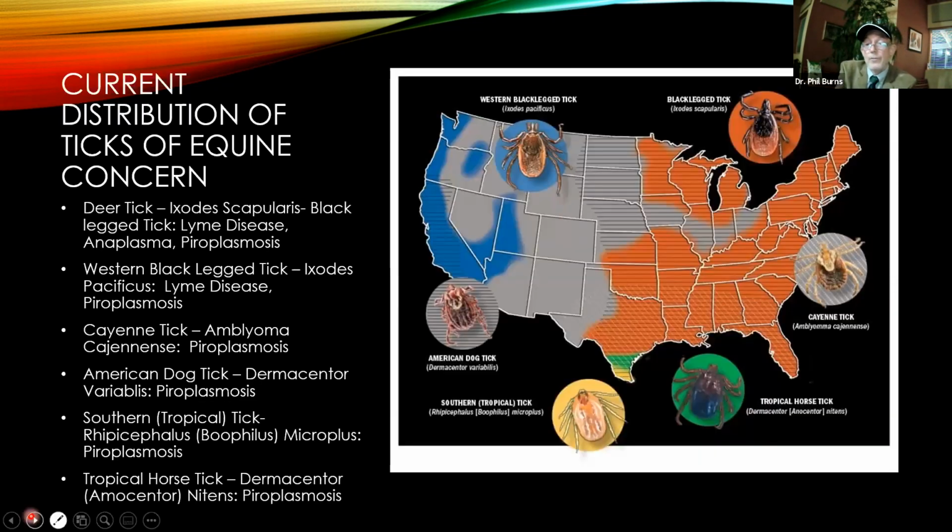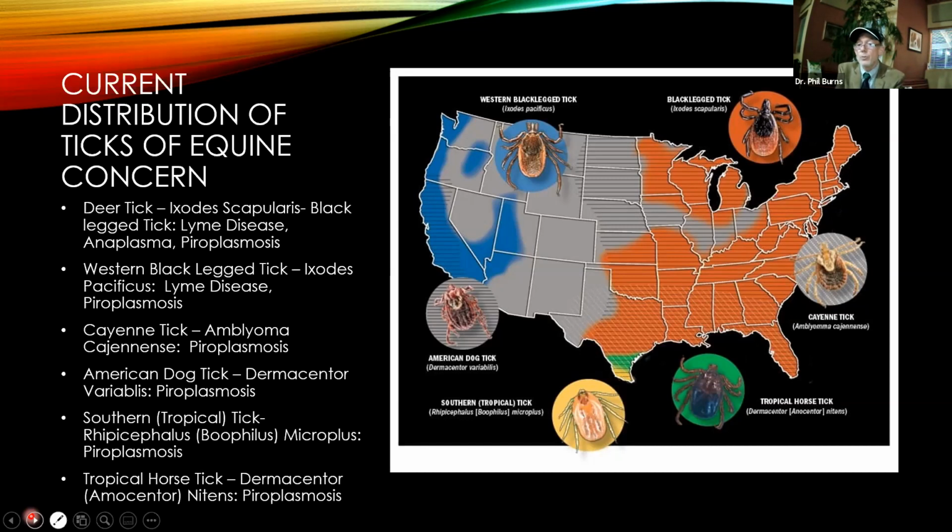So the current distribution of ticks. This slide, and again, a lot of these slides, I apologize, it's a lot of information and I don't want you to get bogged down in it because we're covering a lot here. I want you to focus on where Wisconsin lies, and there's 6 ticks here on the screen. However, I actually left 2 more out that are of concern in Wisconsin, but primarily on this screen, the black-legged tick is a concern, and so is the Dermacentor or the dog tick. And those 2 ticks affect horses as well as humans.